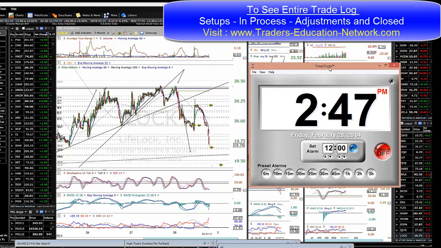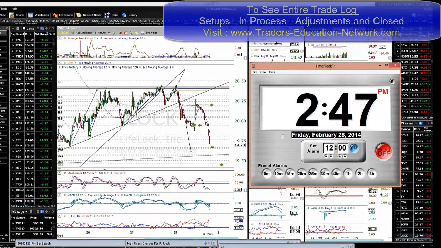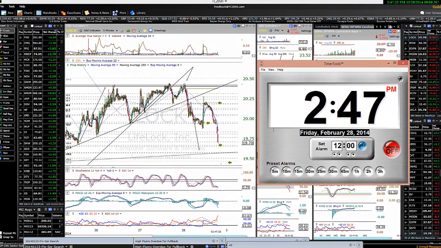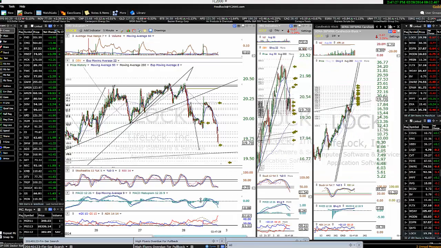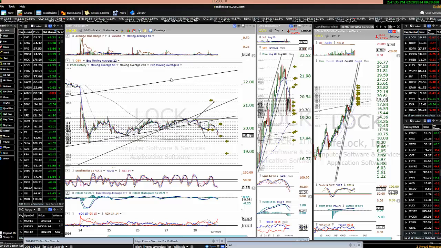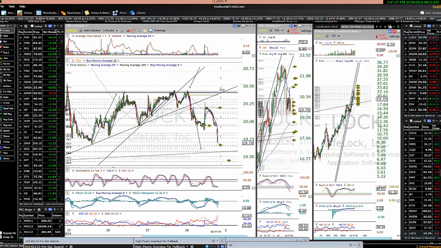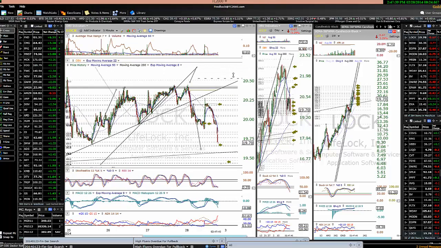All right, so now it is Friday afternoon, February 28th, 2014, 2:47 p.m. Eastern Time. Take a look at LifeLock now. Okay, too bad. I wish I never sold those puts this morning because that triangle that was setting up at the end of the day yesterday is just working out so nicely, as these high probability patterns often do.